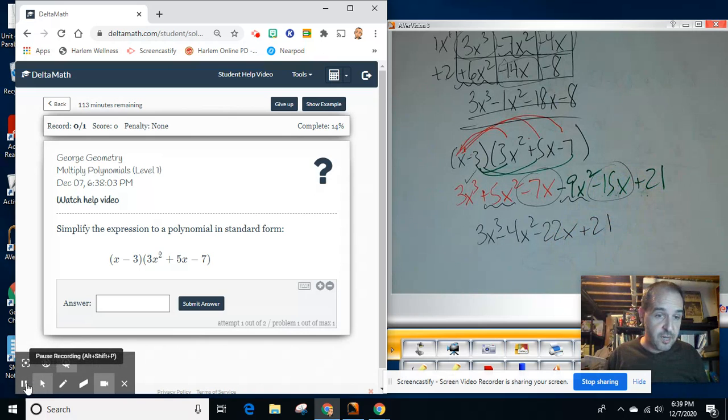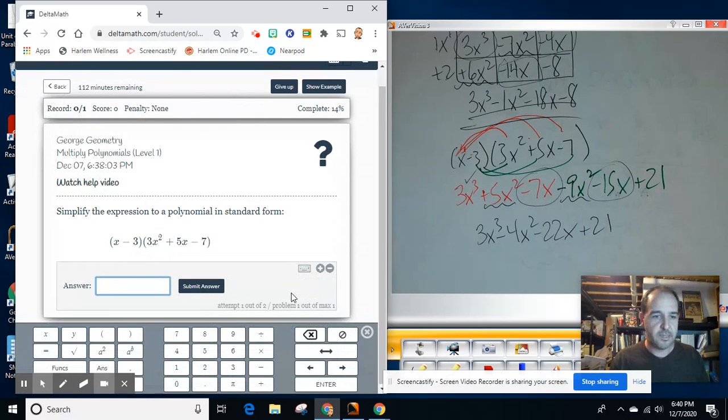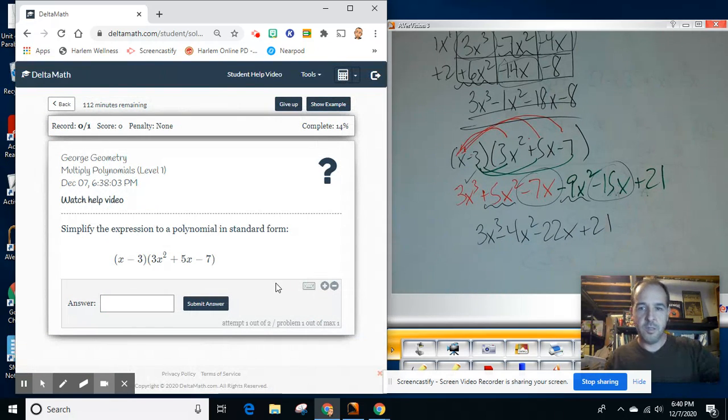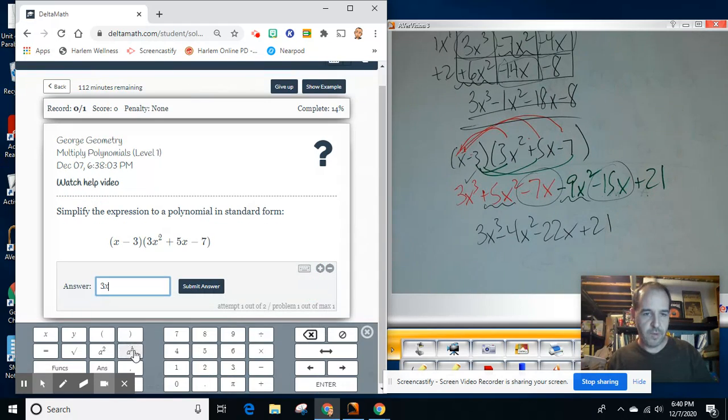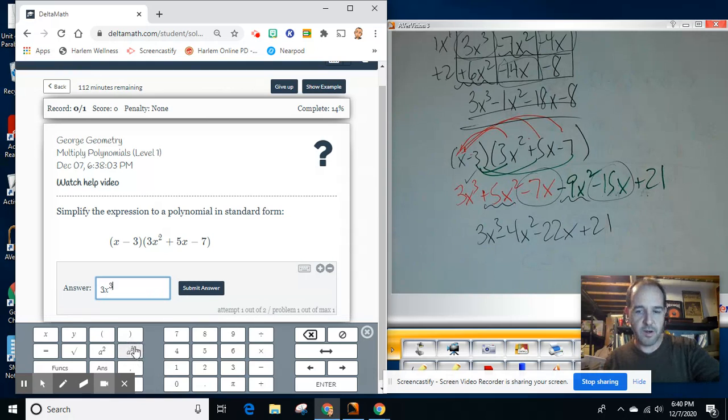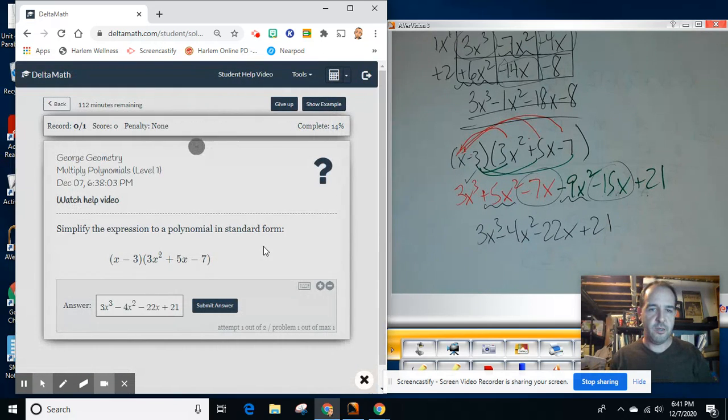Hang tight for just a moment. All right, so let's see here. We have got 3x. Oops, let's try it again. 3x to the third, down. Minus 4x squared minus 22x plus 21. All right. Think we're good?